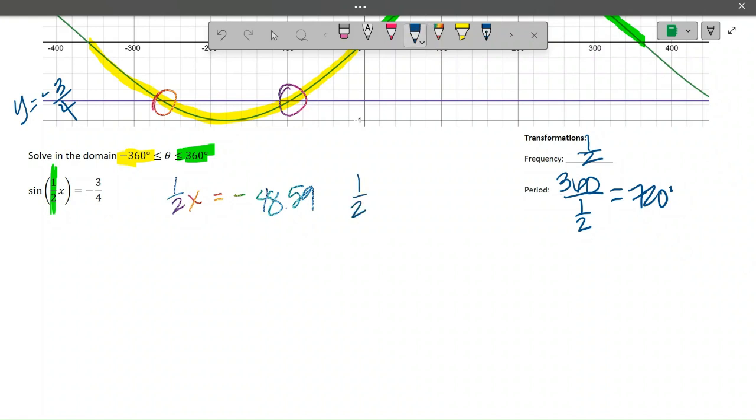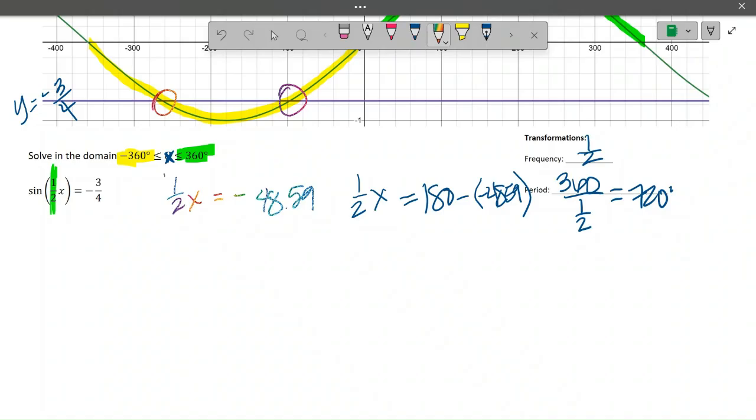And then I'm just going to do my other property here. Ooh, I noticed this should be x, not theta. I'm going to say 180 minus, be careful here not to drop your second negative, 48.59 degrees. All right, and now I do just what I normally do, which is I solve.